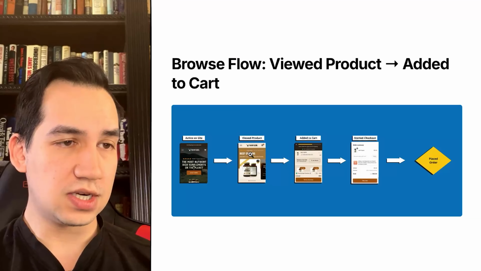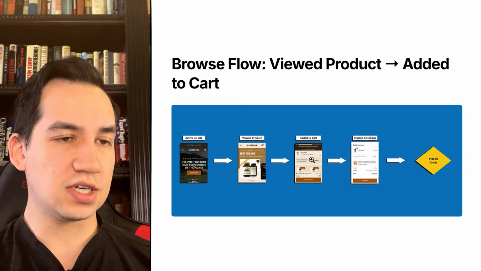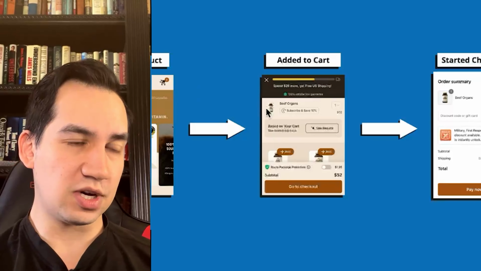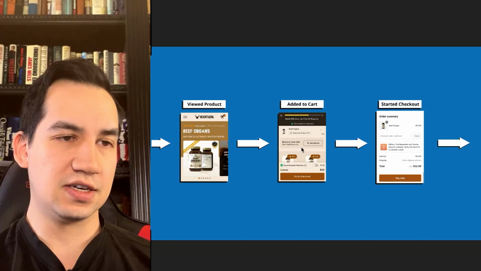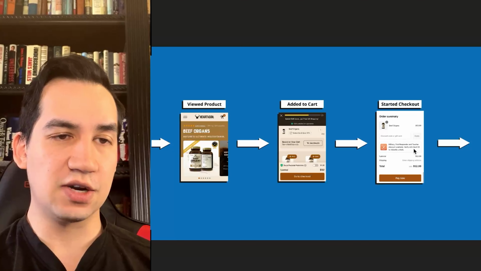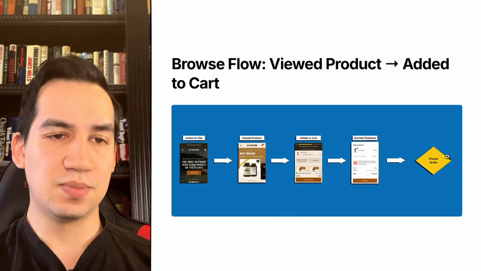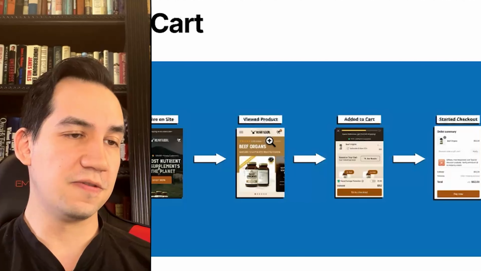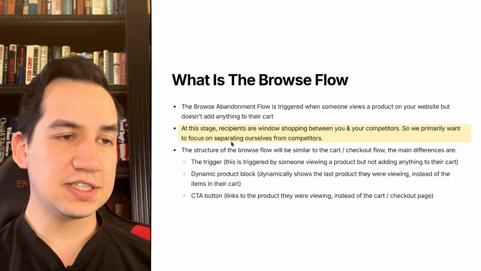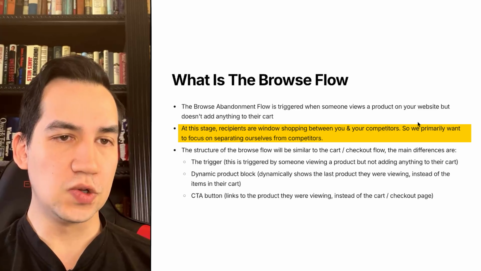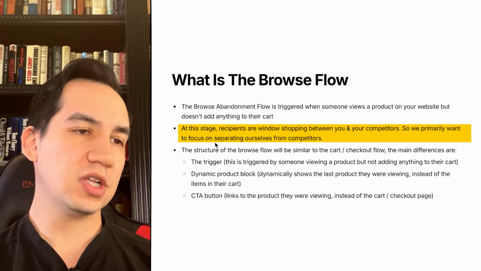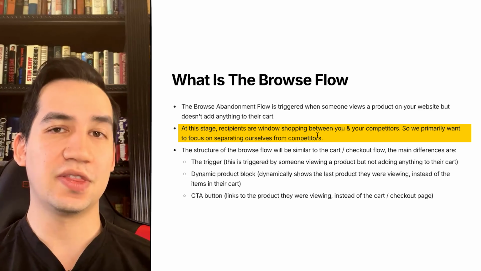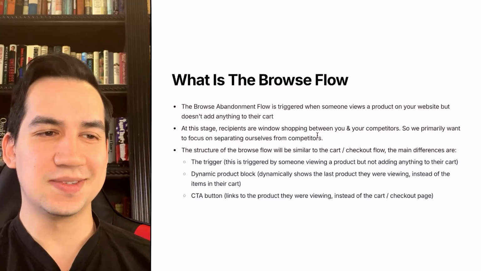So they view a product, and if they don't add any products to their cart, so if they leave before completing this stage, this is where the browse abandonment flow comes in. And then you have your add to cart and started checkout, which are different flows. And then you have people who place an order to become a customer. Those all have different flows. But this one, we're talking about the viewed product stage. At this stage, recipients are window shopping between you and your competitors, so we primarily want to focus on separating ourselves from the competitors. That's going to be the main marketing angle on some of these flow emails.